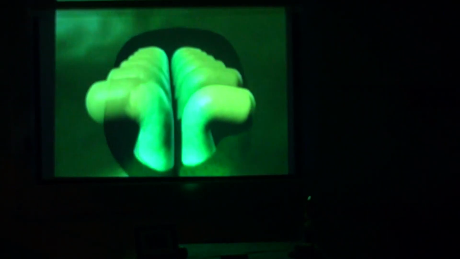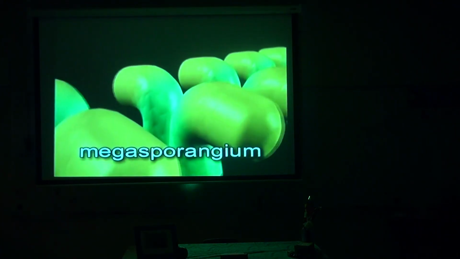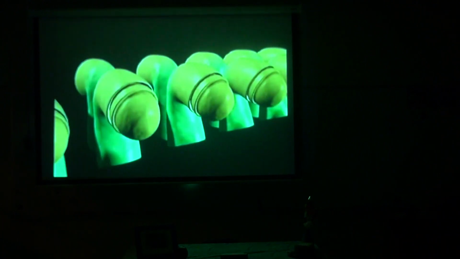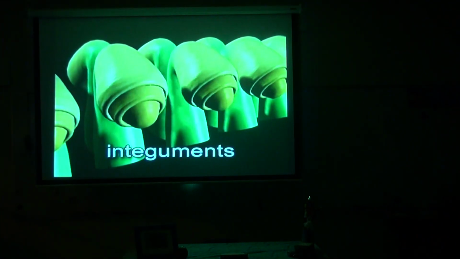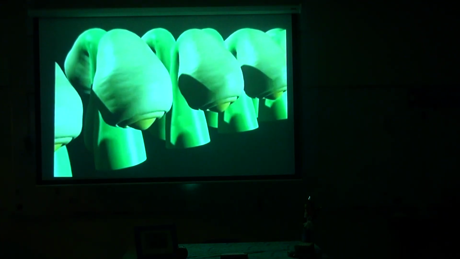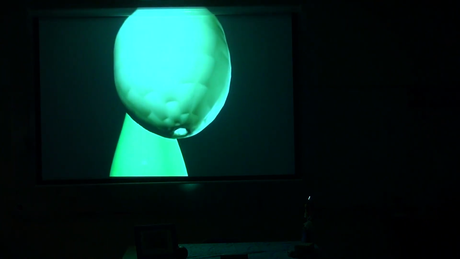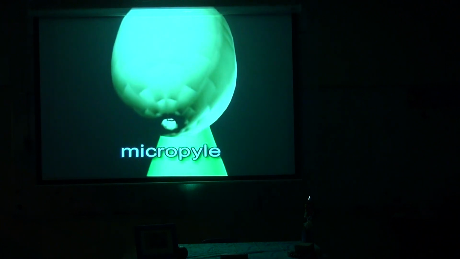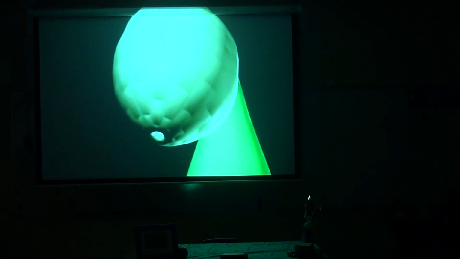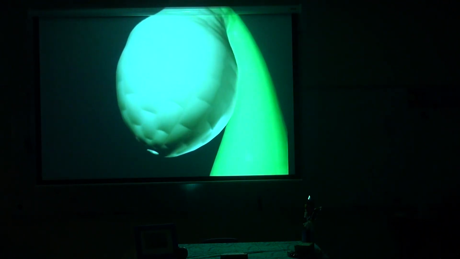In the young carpels, small outgrowths appear on the ovary wall. Each of these is a megasporangium. 2 layers of cells, the integuments, grow over the megasporangium. A small pore, the micropyle, is the only area that remains uncovered by the integuments. This entire structure is called an ovule.